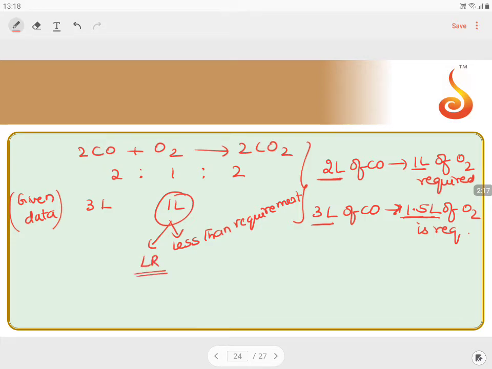So who is our limiting reagent? Oxygen is the limiting reactant or limiting reagent. So if oxygen is the limiting reactant, your product formation will be with respect to oxygen. Correct or not? So let us go with that particular one now.